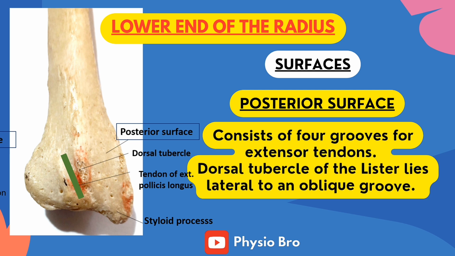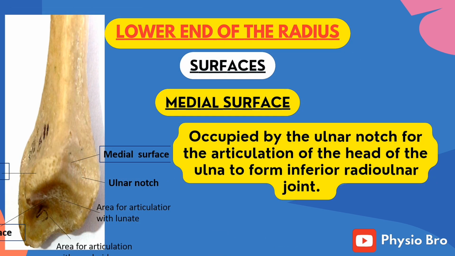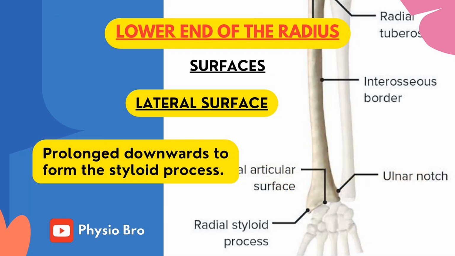The dorsal tubercle of Lister lies lateral to an oblique groove. The medial surface of the lower end of the radius is occupied by the ulnar notch for the articulation of the head of the ulna to form the inferior radioulnar joint. The lateral surface of the lower end of the radius is prolonged downwards to form the styloid process.